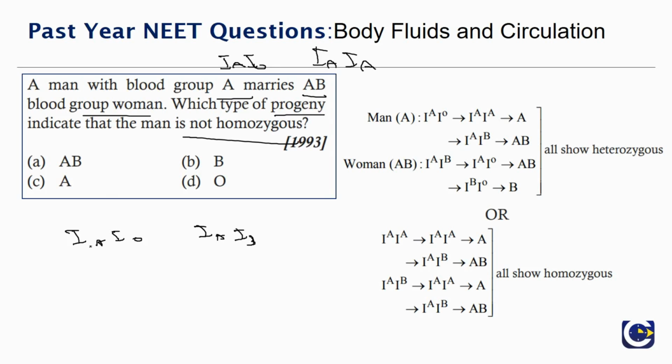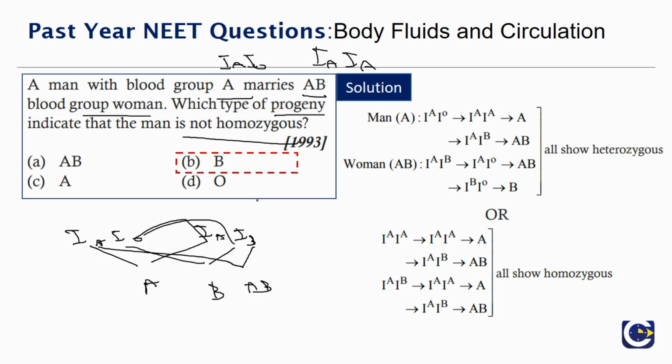So if we consider this, IA, we have A blood group here, we have B blood group here. We have A here, AB here, A here and B here. So the answer is option B. So if we have B blood group, it shows that the man who got married to the woman with AB is not homozygous but heterozygous.